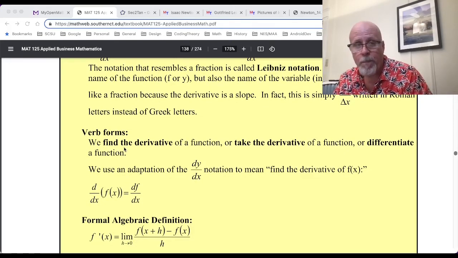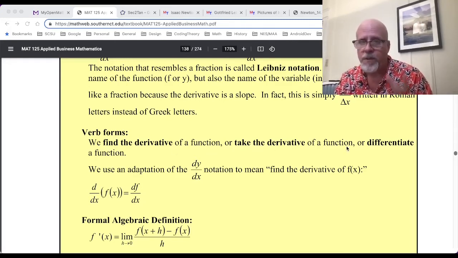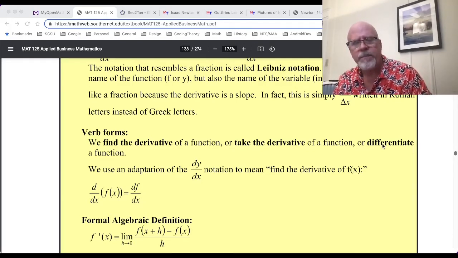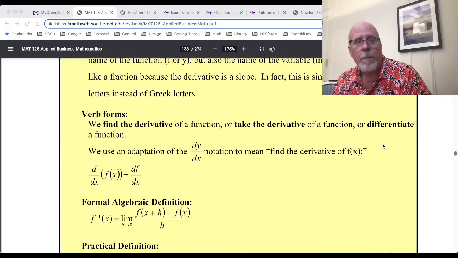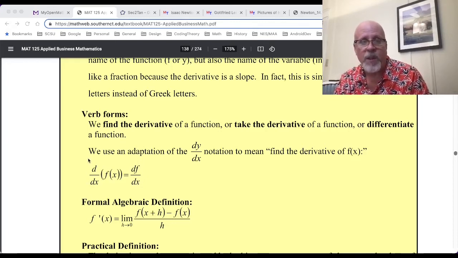Okay, verb forms. We can say we find the derivative of a function, or take the derivative of a function. Those are synonymous. Or you can make it impersonal and say you differentiate the function. There's an adaptation of the Leibniz notation, dy dx, which means find the derivative of some new function. So it's d over dx of f of x. That's sort of viewing it as an operation. D over dx is the operation that says take the derivative of f, and what you call the result of that operation is df dx.